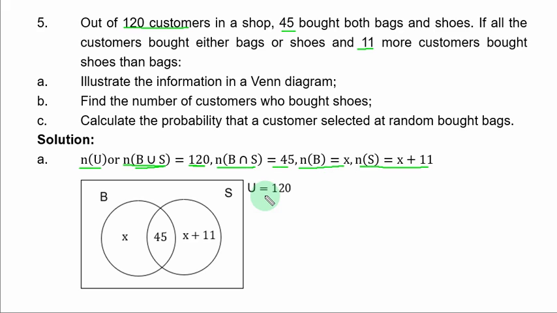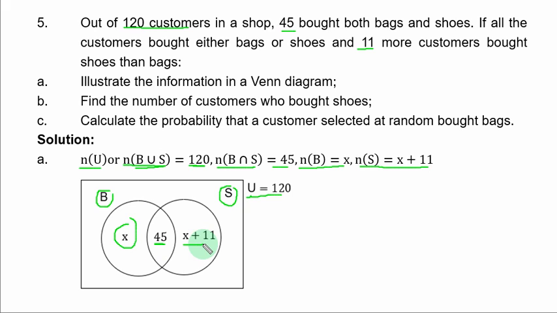In Venn diagram settings, the universal set is denoted by a rectangle and the subset by a circle. So this is the universal set. This is subset B for those that bought bags and S for those that bought shoes. Intersection, those that bought bags and shoes, 45, only bags is S and only shoes you have S plus 11. We need to get S first.